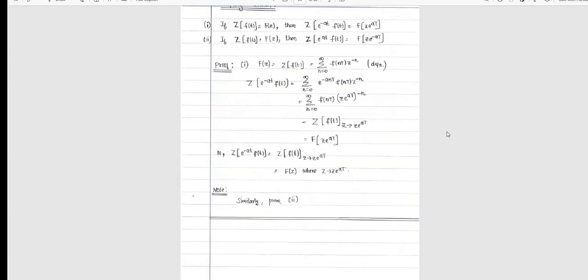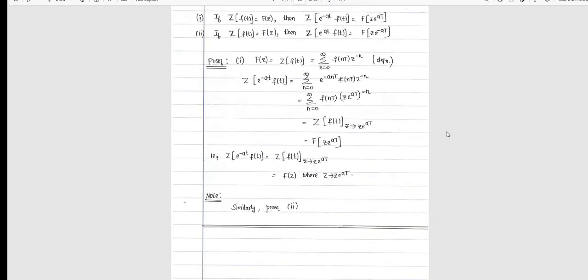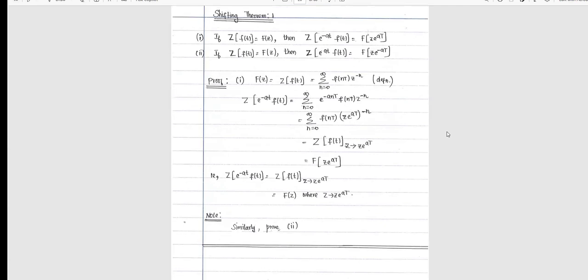See, shifting theorem one. If z of f(t) is equal to F(z), then the z transform of e to the power minus at into f(t) will be F(z) into e to the power at. We will use this.